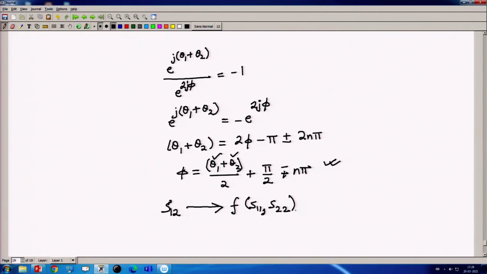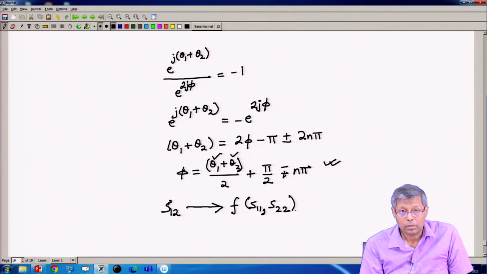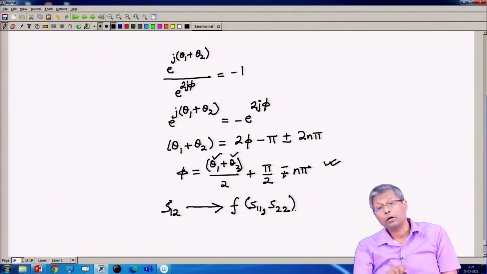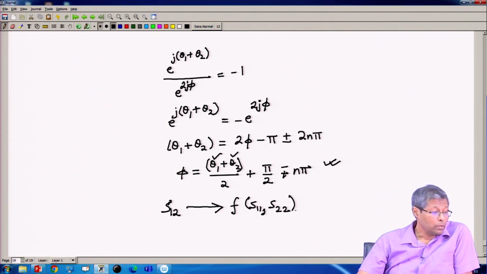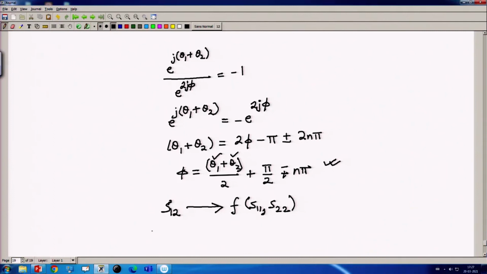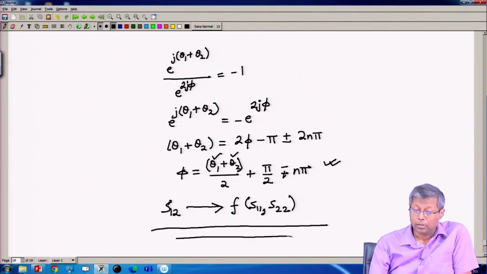Okay. So, this simplifies the description of the circuit, because the magnitude and phases of S11, S22 can be easily measured. So, this completes this section.